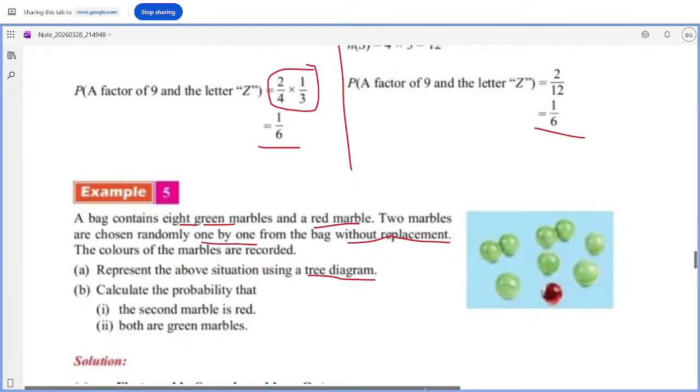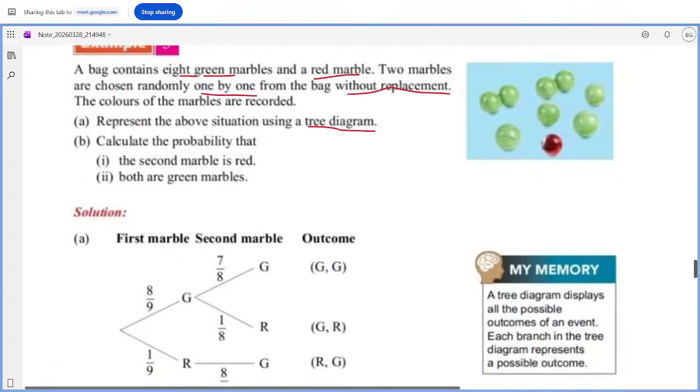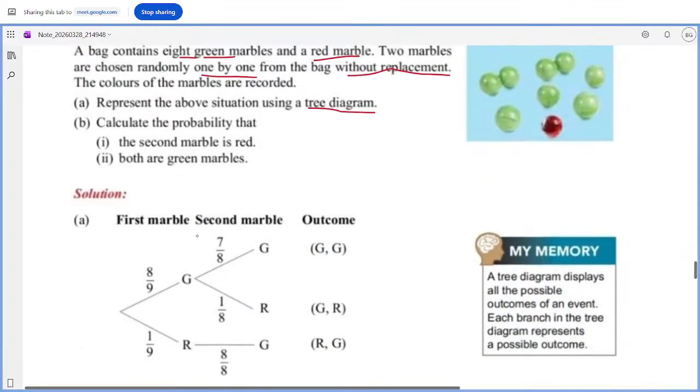I think it's quite simple to draw it. Yeah. Okay, tree diagram is very useful for probability. You guys can see here. Basically, you have two marbles, green and red, G and R. Green, you got 8 green marbles. Total marbles is 9 because 8 green, 1 red, total 9. So 8 over 9 green, 1 over 9 red.